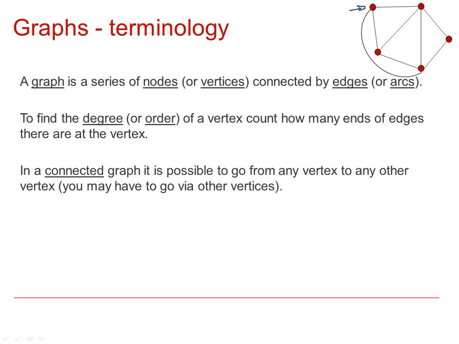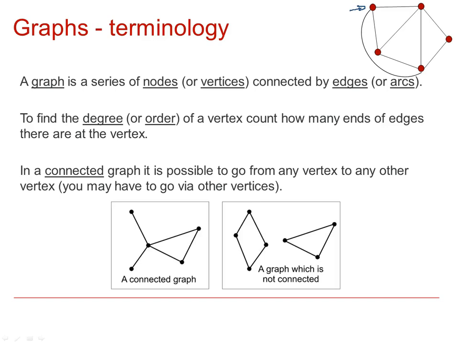A connected graph is one where it's possible to go from any vertex to any other vertex on the graph itself. So here's 2 examples. You can see that on the left hand side we have a connected graph, but on the right hand side there's a break there, so this is a graph which is not connected.